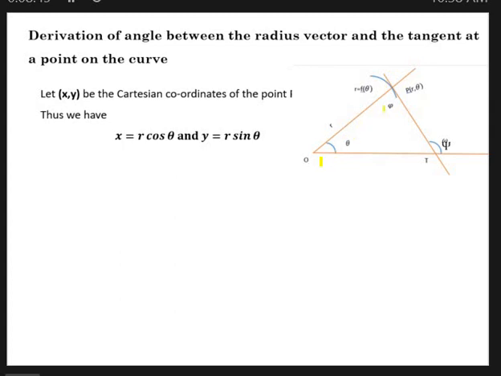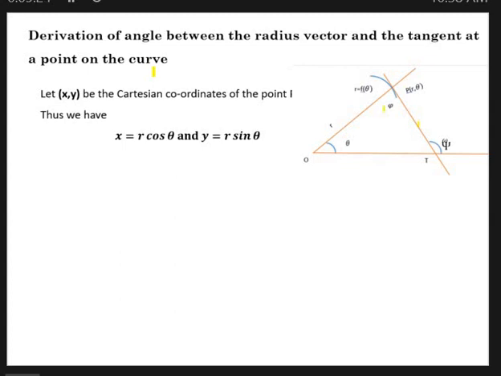OP is the radius vector r, and it makes an angle theta with the initial axis x, and phi is the angle between the radius vector and the tangent. See, T is the tangent drawn to the initial axis from the point P. So phi is the angle between the radius vector and the tangent.